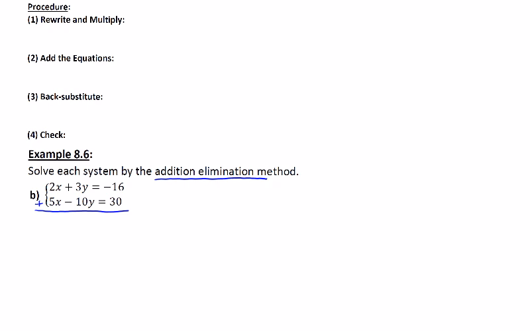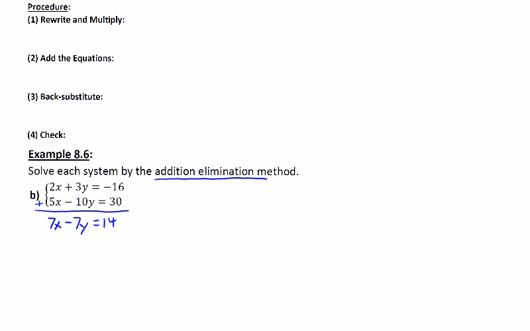Well, if I do that, things are lined up correctly. So 5x and 2x would make 7x. 3y minus 10y will be negative 7y. And then negative 16 plus 30 is going to be 14. And what you should notice is that none of the variables end up eliminating in this process. Now we do get another equation, and this equation is different than either of the two that we started with, but you still have two variables. And so this ends up being an unproductive addition.